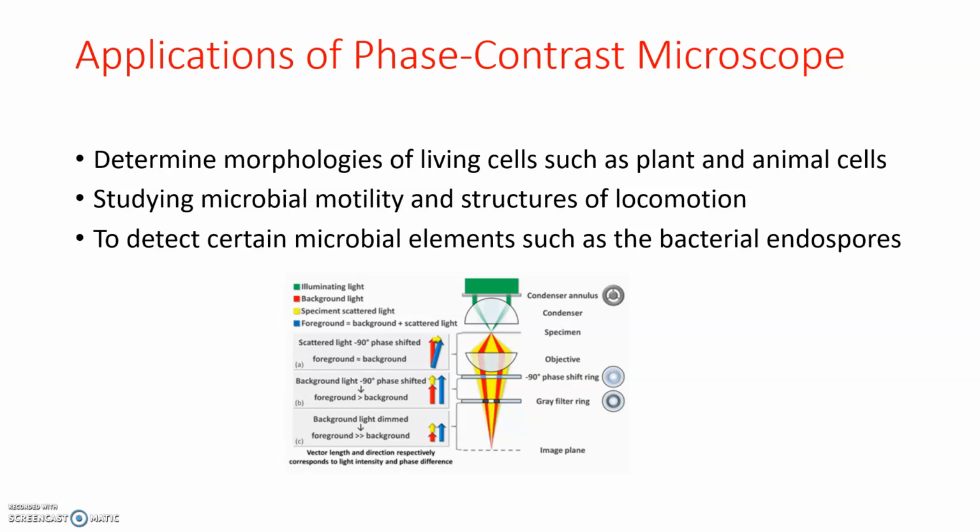Now coming to the applications of the phase contrast microscope. It helps in determining morphologies of living cells such as plant and animal cells, and it helps to study microbial motility and structures of locomotion. Live cells can be seen through the phase contrast microscope, so it can be used for observing microbial motility and structures of locomotion. It also helps to detect certain microbial elements such as bacterial endospores.